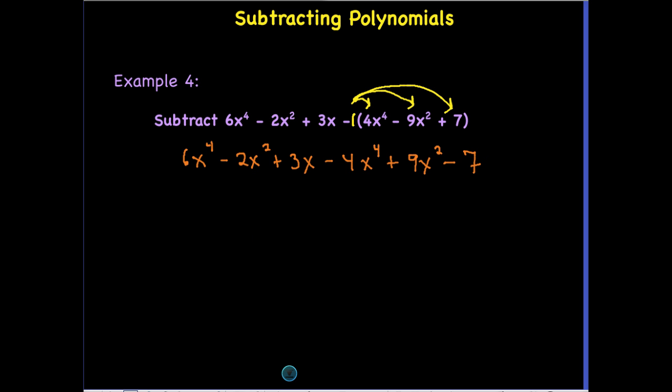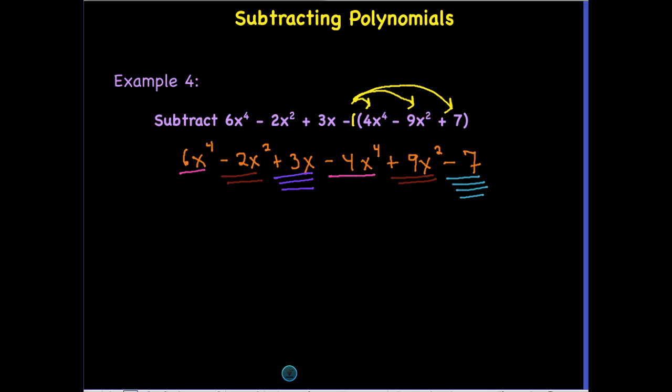From here, notice I have no more parentheses, and all I have to do merely now is combine like terms. So in effect, I'm now adding. So I have a x to the fourth term, and I have another x to the fourth term. Moving along, I have a minus 2x squared term, and over here I have a positive 9x squared. And let's keep going. We have a positive 3x, and I don't have any 3x terms here, so that's all alone. And then finally on the end I have a minus 7.